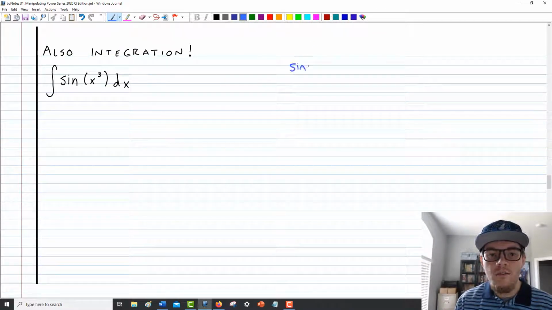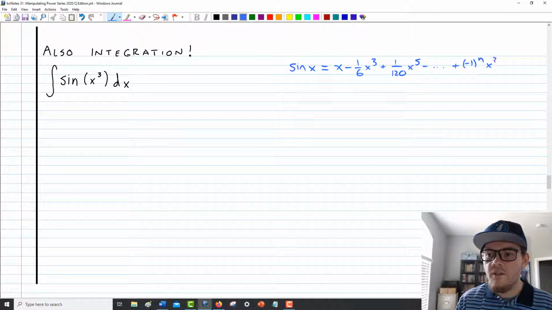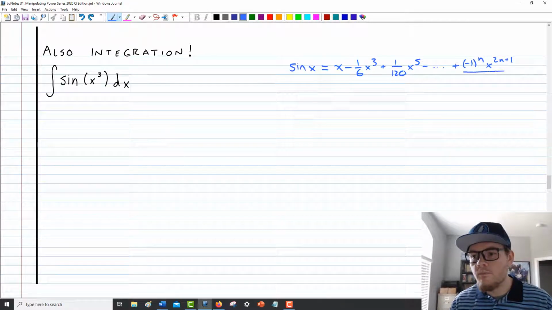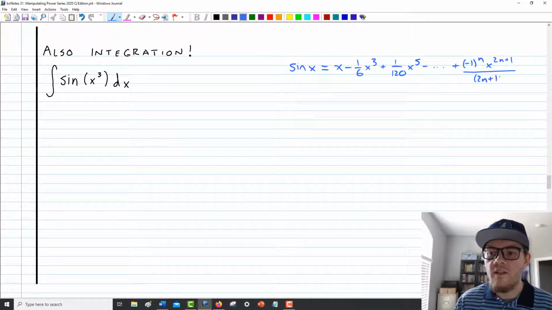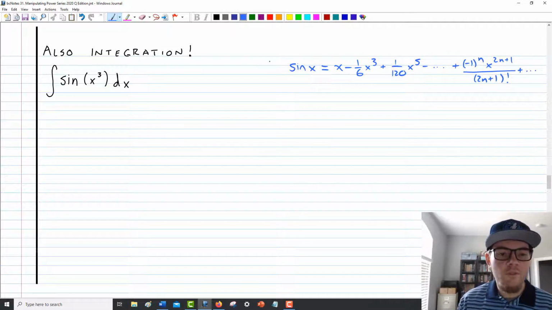We know sine of x, and in this case I'm only going to worry about a couple terms. Sine of x is x minus 1/6 x cubed plus 1 over 5 factorial, so that's 1/120th x to the 5th, and its general term, negative 1 to the n, x to the 2n plus 1, all over 2n plus 1 factorial. So actually this is exactly the same expression we had before, I'm realizing right now. So there it is. Okay, so what do we do?